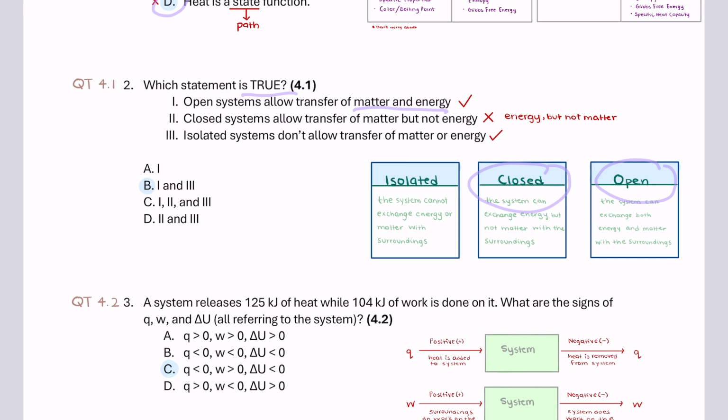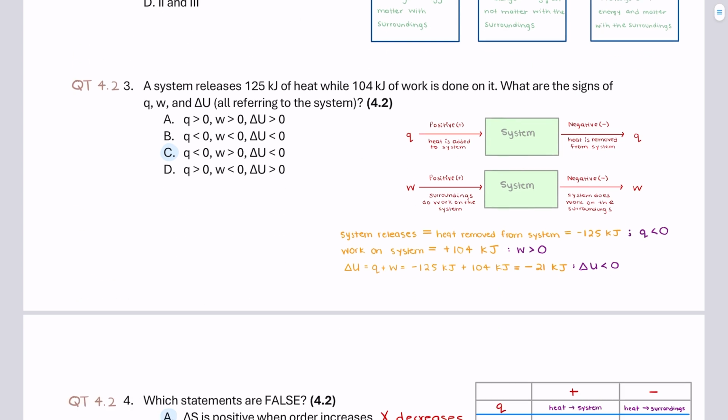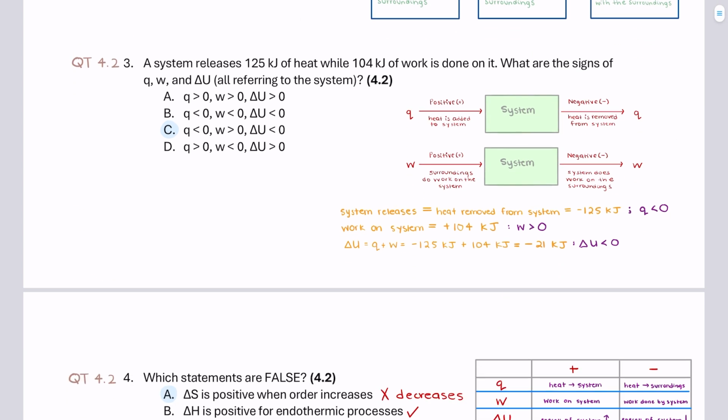Finally, statement 3 says isolated systems don't allow transfer of matter or energy. This is true. In an isolated system, nothing gets in or out. No energy, no matter. That means the true statements are 1 and 3, and that makes the correct answer for problem 2, B.